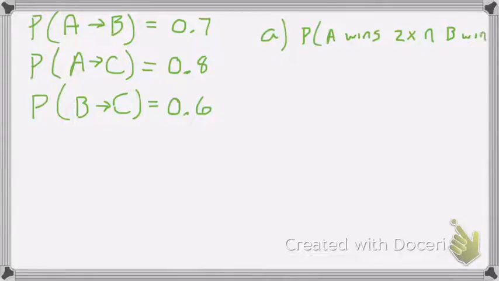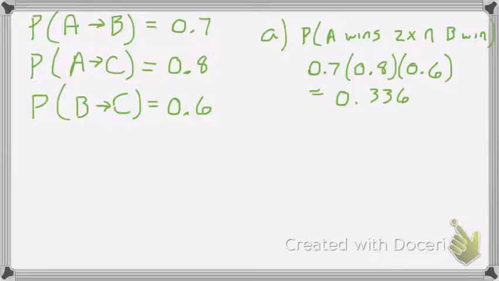So once I have that notation, all I need to do for this is just multiply these together because these are independent events. I do not have to worry about any conditional probabilities. So 0.7, 0.8, 0.6. Multiply those together and that will give you your correct probability. So that gives you the answer of 0.336.